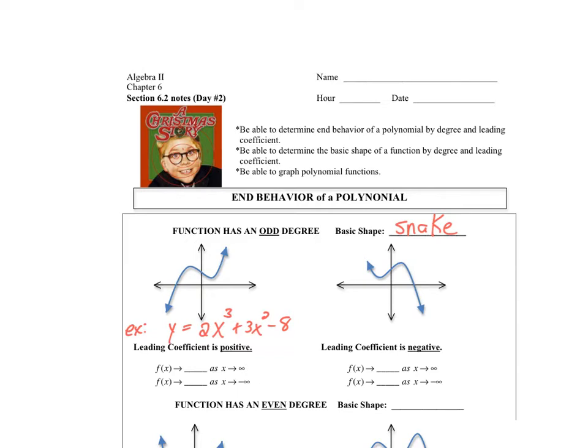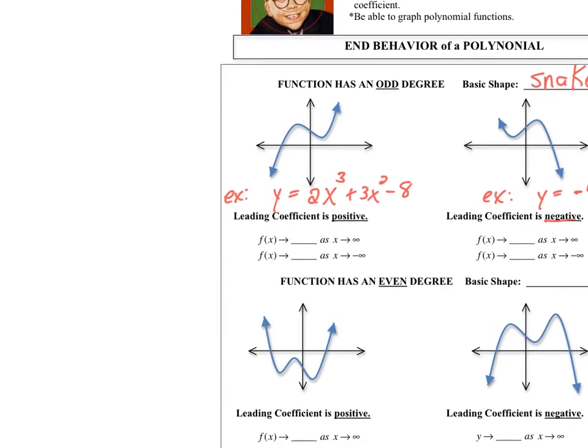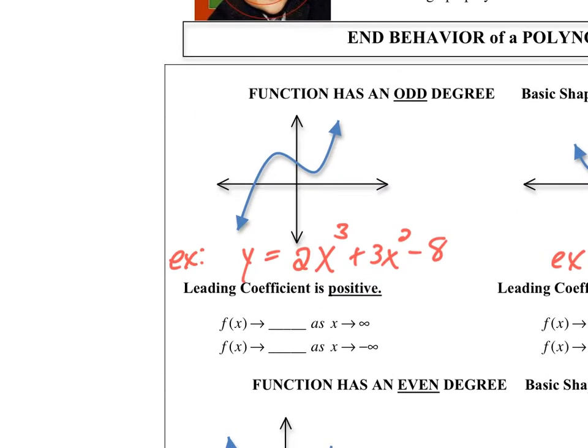If it's got a negative leading coefficient, an example would be y equals negative 4x to the third plus 2x plus 10. So the leading coefficient is negative 4, so it is negative. When it's a positive coefficient, f of x goes to positive infinity as x goes to positive infinity.